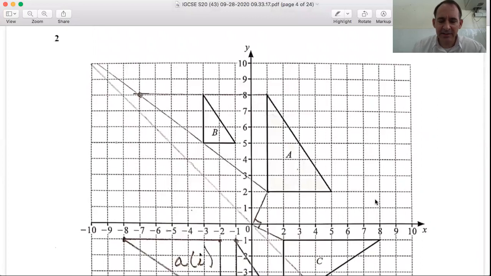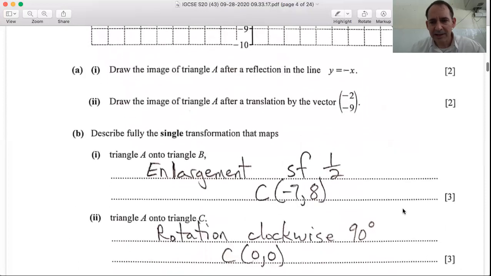Then we need to find the center of the enlargement. You take your corresponding vertices, draw a straight line through it. Find another pair of corresponding vertices, draw a straight line through it. Where those lines intersect is your center of enlargement. So it's at -7 and 8. So the answer for all 3 points: enlargement, scale factor 1/2, and a center of -7, 8.